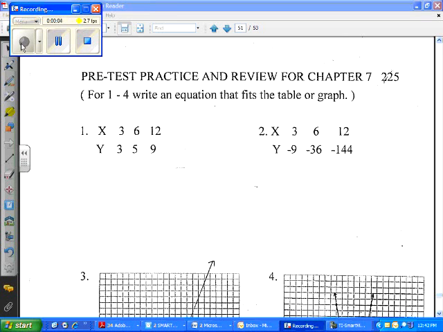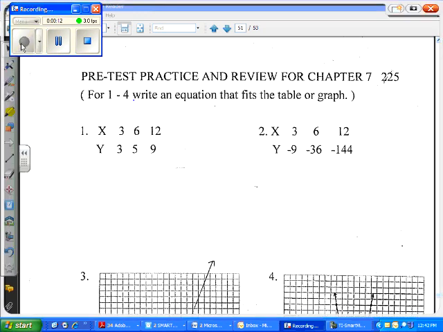We're going over the Chapter 7 review. We'll have a couple of videos here. First of all, we want to write an equation that fits the table or the graph.